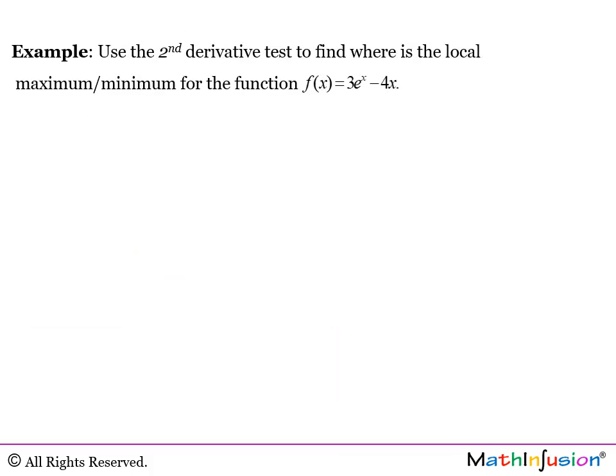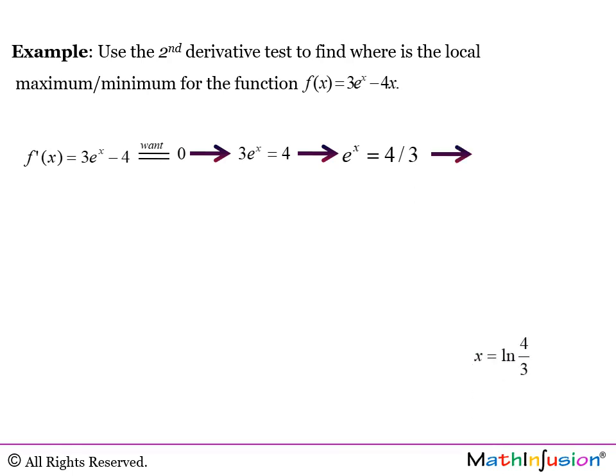Example: use the second derivative test to find where the local maximum minimum for the function f(x) equals 3e to the x minus 4x. Here is the first derivative. We have to find the critical number, so we want this to be 0. It is an exponential equation. We have to solve that. 3e to the x equals 4. E to the x is 4 over 3. And x is ln of 4 over 3. There is only one critical number.